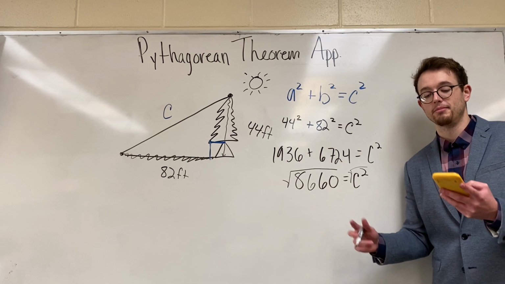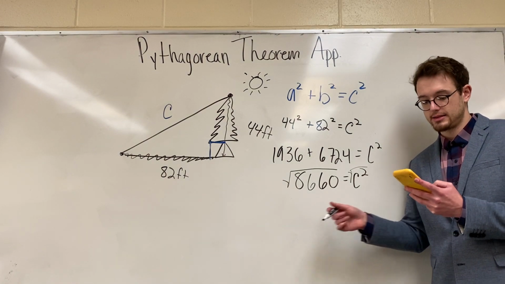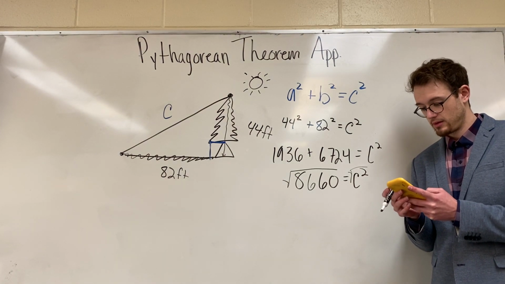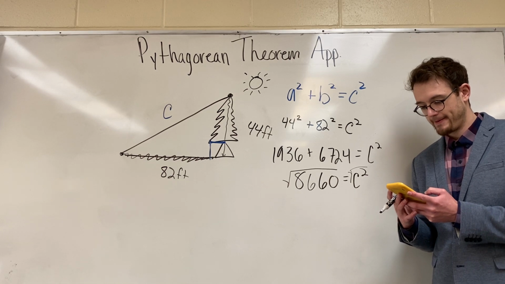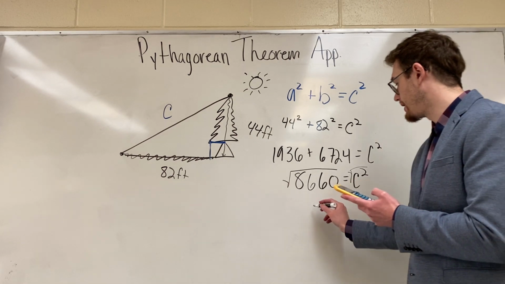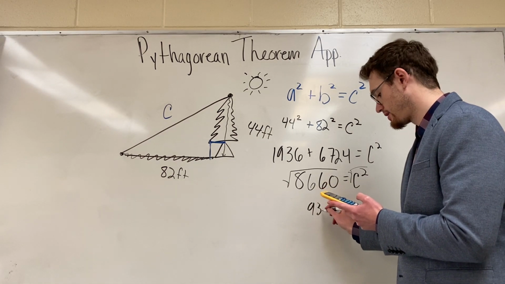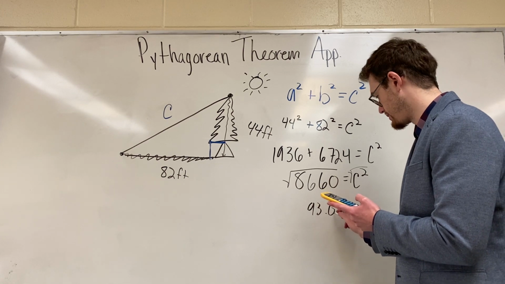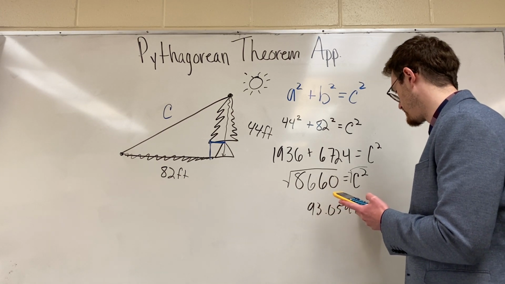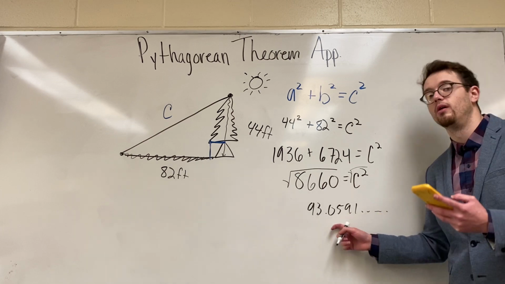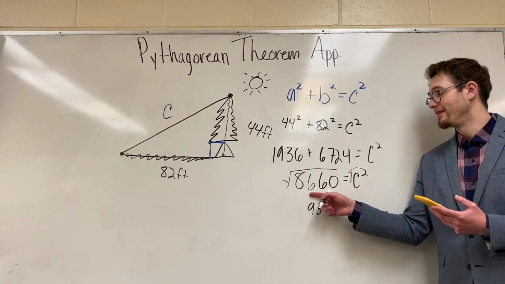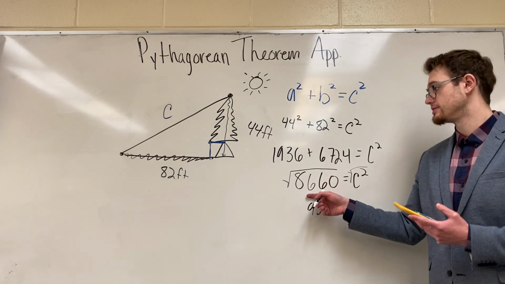So I'm gonna use my calculator, I'm gonna find out. Does this have a square root? I don't know. You get 93.0591, blah, blah, blah. Right? I don't want this. I want this. This is the exact answer. The exact answer is a square root.